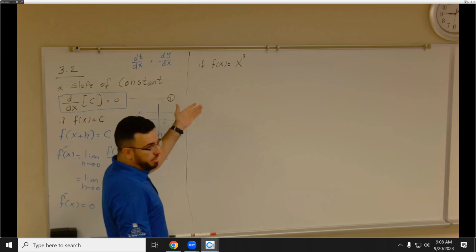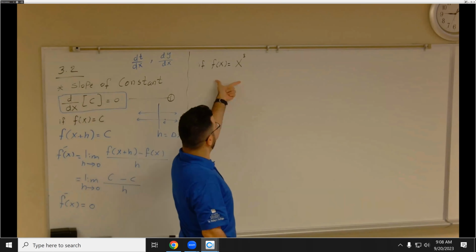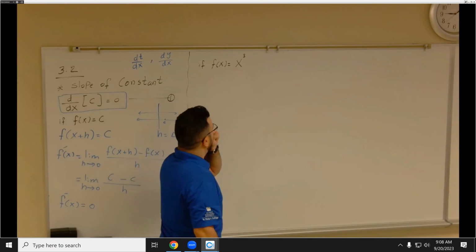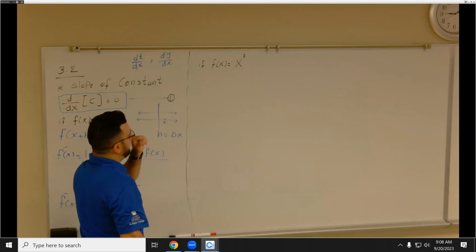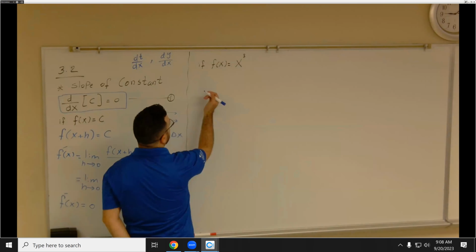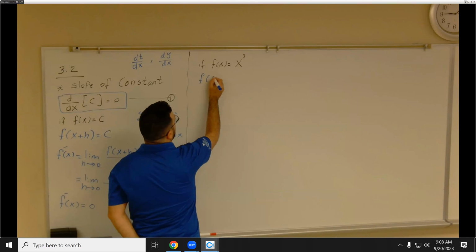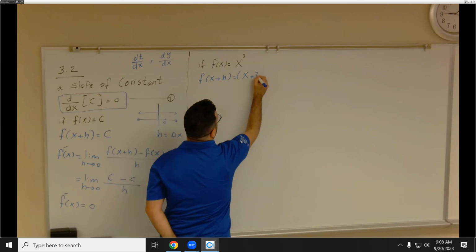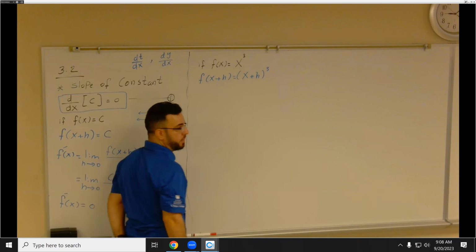Can we do the same process? Now we have this function, f of x equals x cubed. We're going to do exactly the same thing. Now I'm going to use the limit process. That means f of x plus h is going to be x plus h cubed. Yes or no?